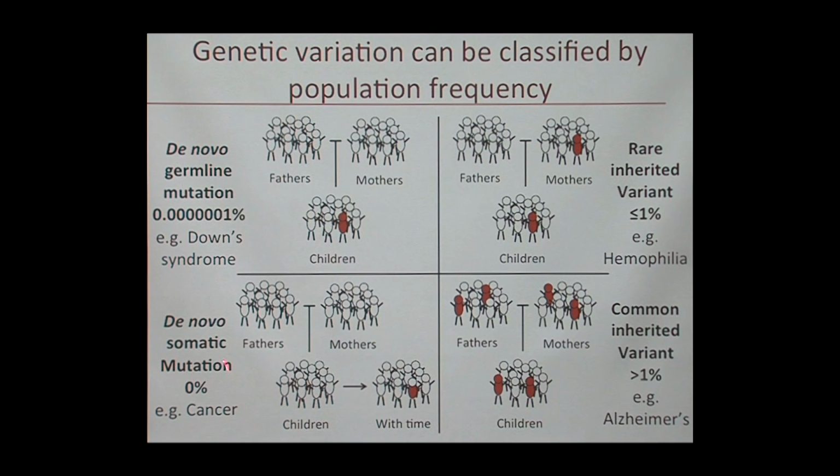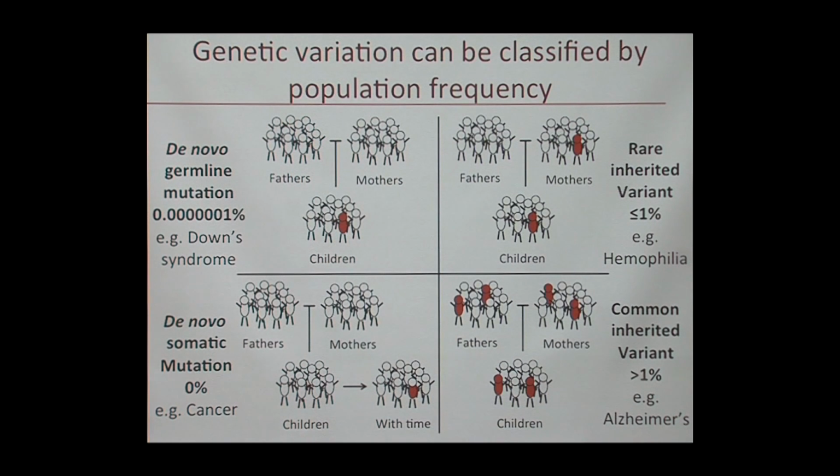And then down here, we have somatic mutations. So these are not seen in the fathers, not seen in the mothers, and they're not present in the child when the child is conceived. But with time, the cells make a mistake, and you get a mutation arising. And this is basically what causes cancer. It also can cause other disorders, and that's becoming apparent with modern research.